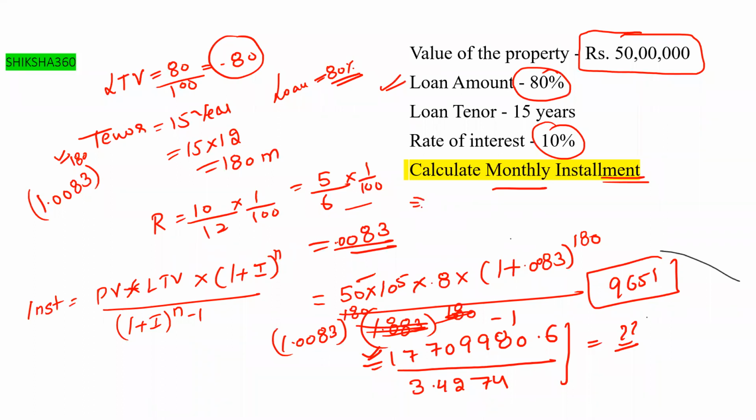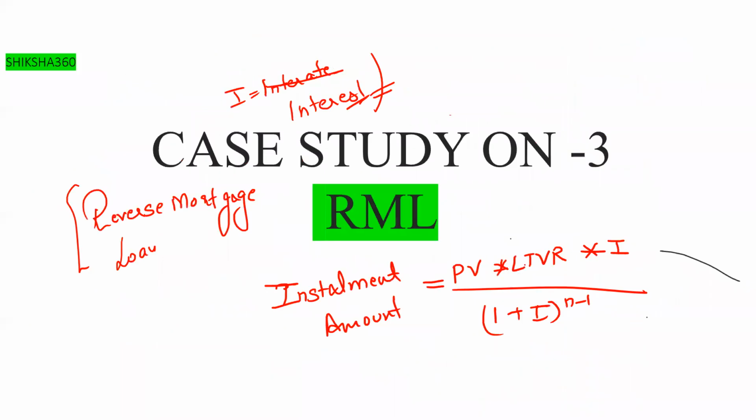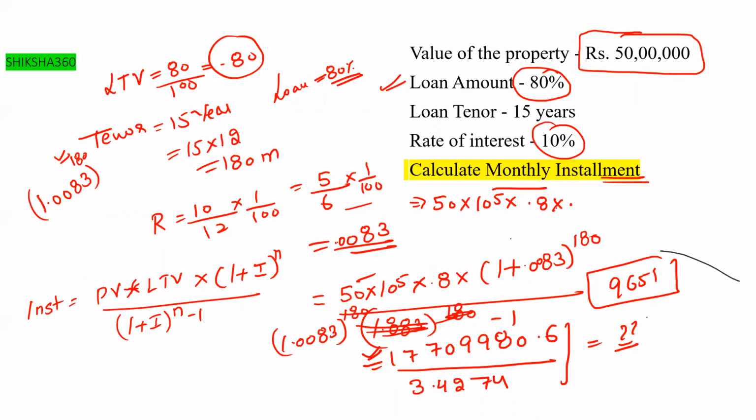Once again, 50 into 10 raised to power 5 into 0.8 into... sorry, this is the formula. Actually we are applying the wrong formula. This is the formula, and we are applying this one here. That's why we are getting the wrong answer.